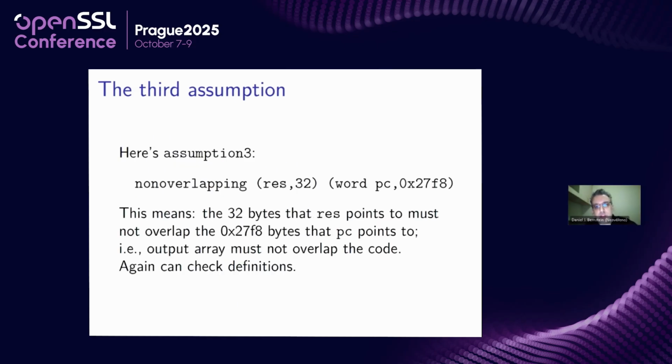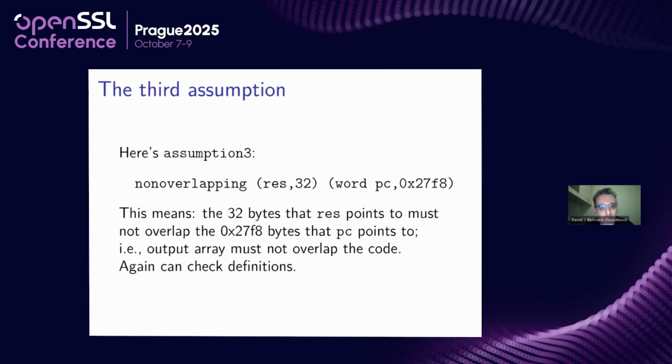All right, assumption 3 is, if you look at the definition of non-overlapping, it's talking about regions of memory that are not overlapping, not aliased. And this particular assumption is that the 32-byte result array is not overlapping your code. Your code is, there's a PC, your program counter, it's another variable which is going to be assumed to point to your code, and then the length of that is 0x27F8, so about 10 kilobytes.